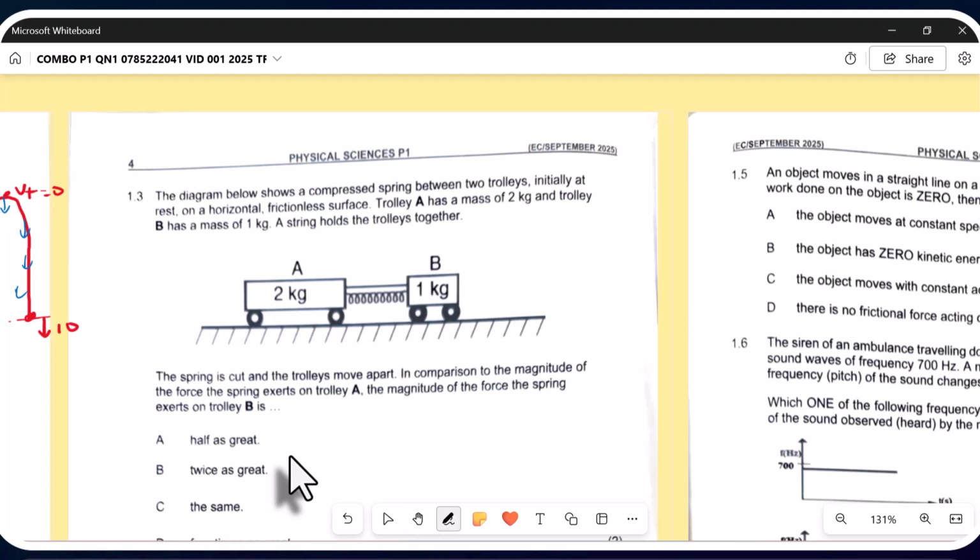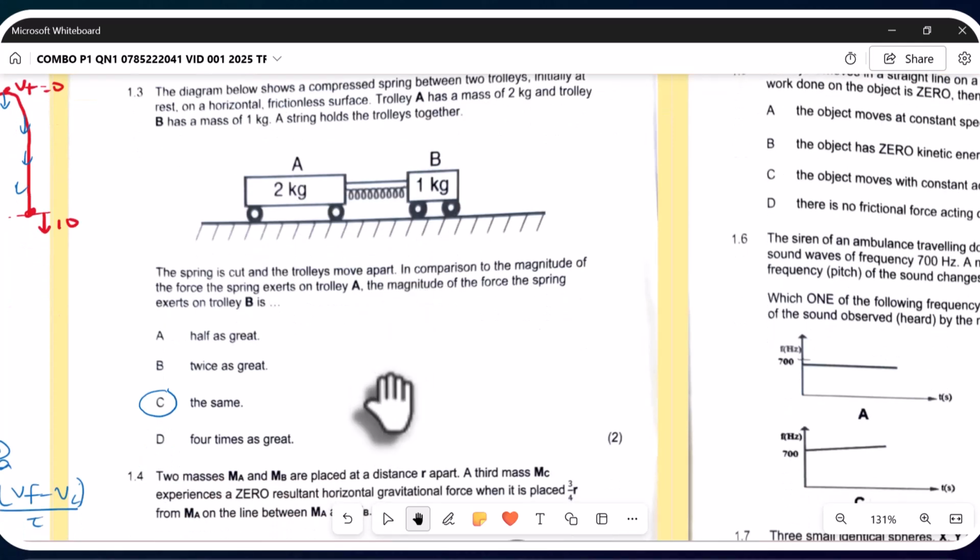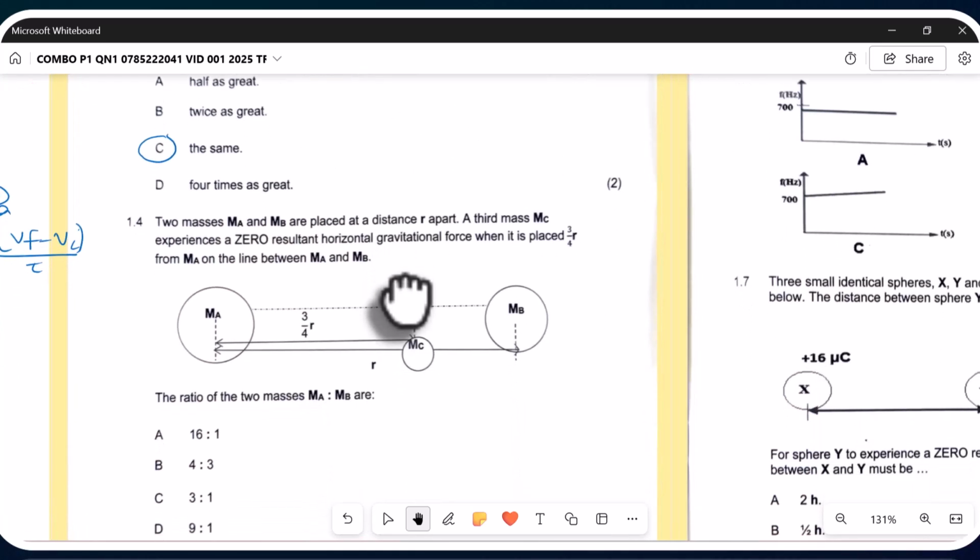1.4. They say that the two masses MA and MB are placed at a distance r apart. This is MA, this is MB, and r is from A to B. A third mass MC experiences a zero resultant horizontal gravitational force when it is placed 3/4 r from MA, on the line between MA and MB. They ask for the ratio of the two masses MA and MB.